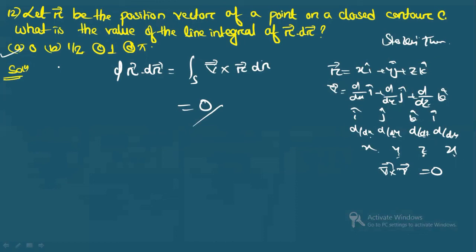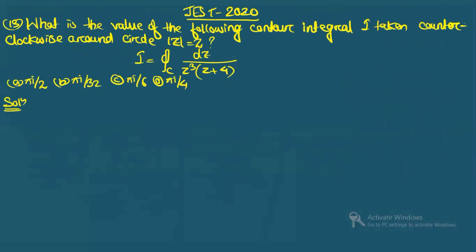Clear? It's simple. Now we will see the last question. This is the question of GATE 2020. You have to find the value of the contour integral I, which is taken counterclockwise around the circle |z| = 2. This is the integral given to you: the integral of dz by z cube into (z plus 4). |z| = 2 means the radius is 2, centered at the origin.